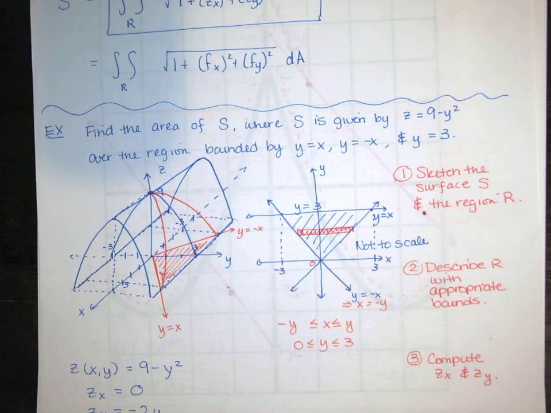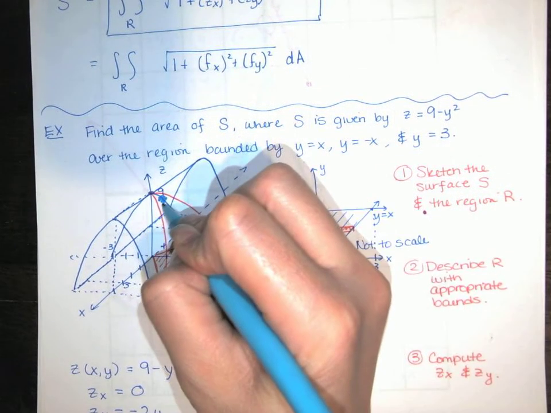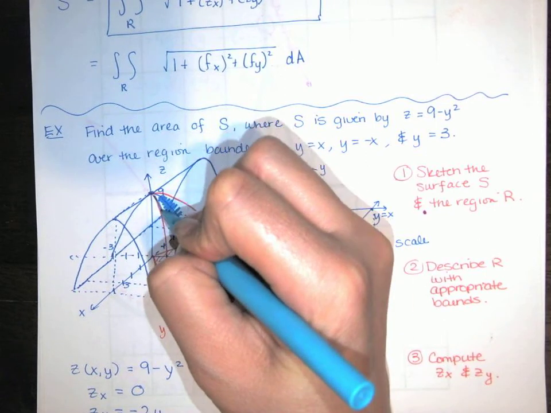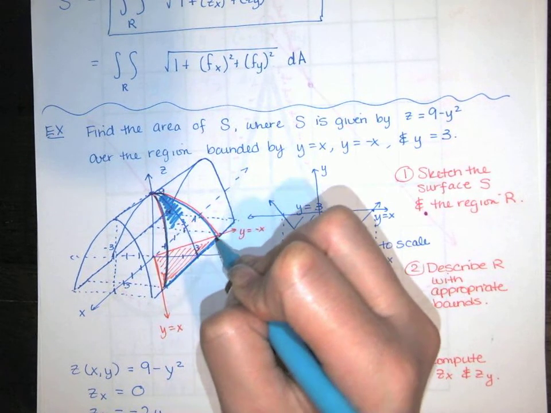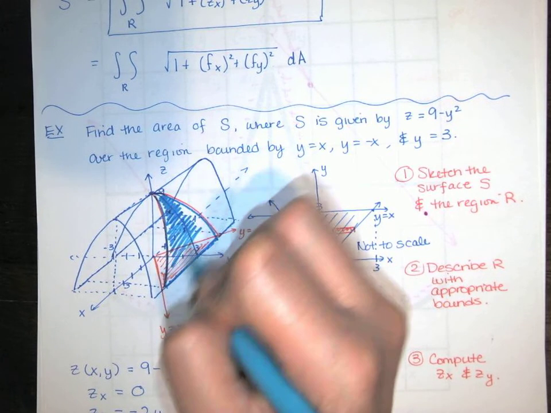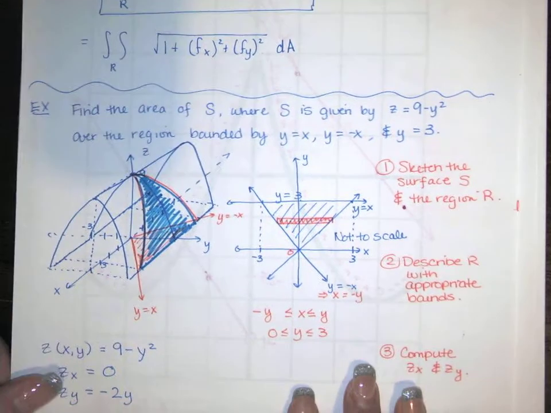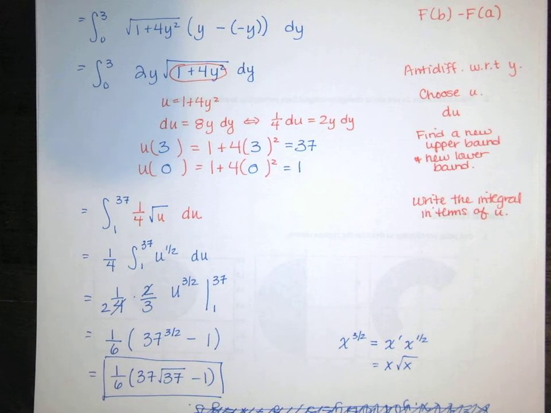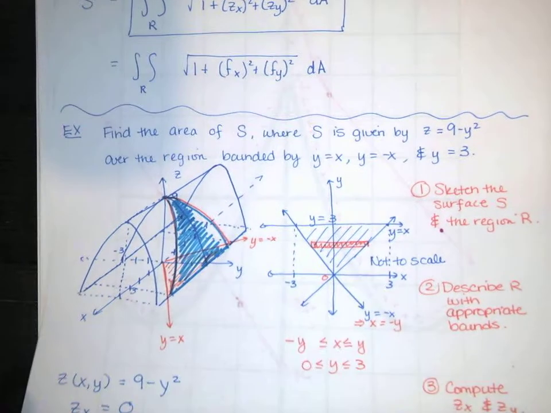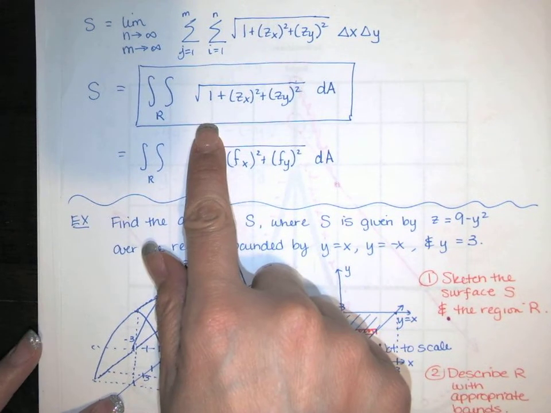Let me see. It's this surface area right here. That's what we found. That surface area is 1/6 of 37 times the square root of 37 minus 1. Okay, so that's our first one. Now we're going to do more.